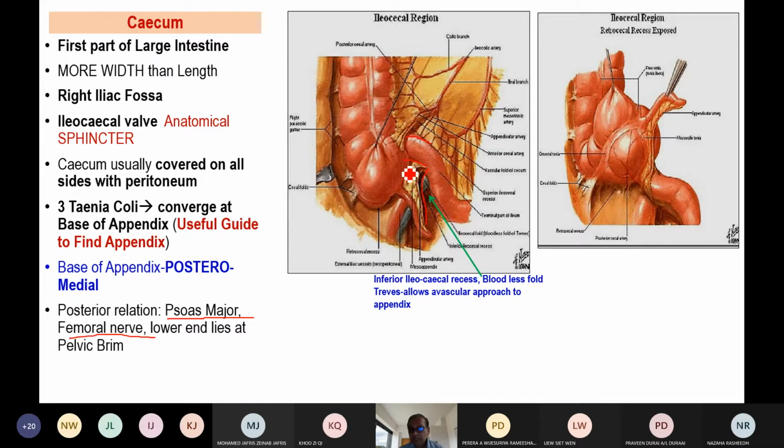Now, when we try to trace the appendix, sometimes the appendix is hidden behind the cecum. So it is not in this position, it is behind the cecum. So when you open, you cannot see any appendix. Like here, you cannot see any appendix. So how will you trace the appendix? You follow the tinea coli. Where the tinea coli ends, that is the beginning point for the appendix. So the 3 tinea coli converge at the base of the appendix, which is a guide for the appendix.